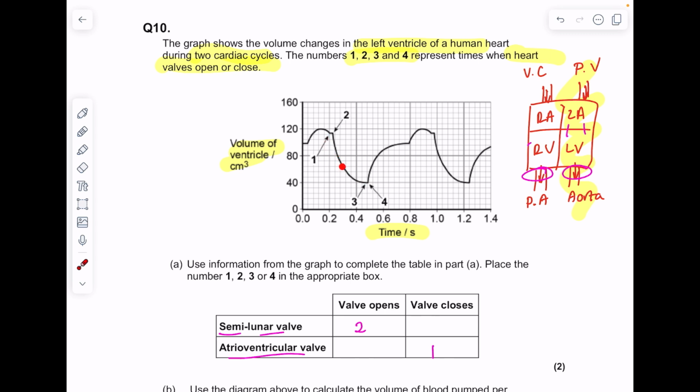So once that left ventricle is empty, we want to close the semilunar valves. So that will be 3. And then it all starts again. We want to then start refilling that left ventricle, so we need to open that atrioventricular valve, which will be number 4.